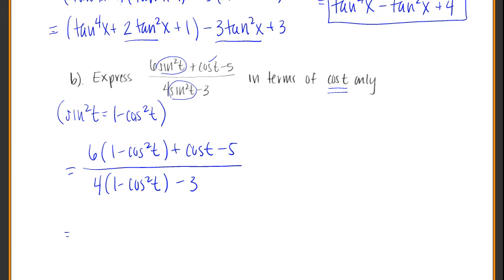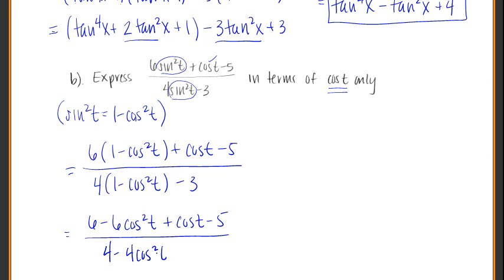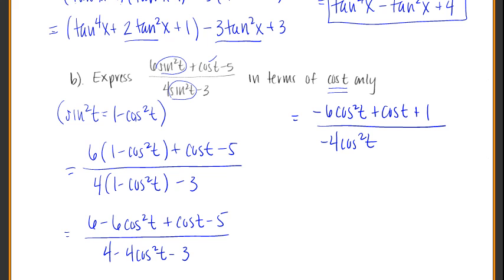Let's clean up the top. So 6 minus 6 cosine squared t plus cosine t minus 5 over 4 minus 4 cosine squared t minus 3. Keeping on, we have a negative 6 cosine squared t plus cosine t, and 6 minus 5 is a positive 1, over a negative 4 cosine squared t, and 4 minus 3 is a positive 1. What I've done so far is replace all my sine squareds with terms involving cosine, and I'm just cleaning it up, because from here on out we're just doing algebra.